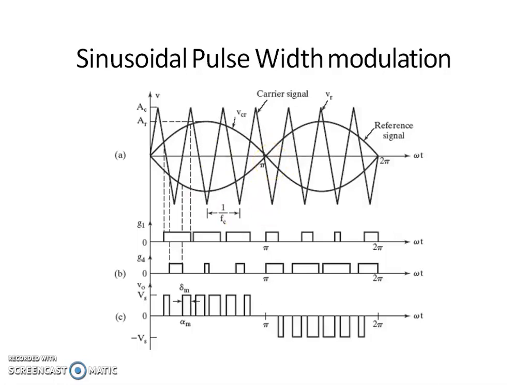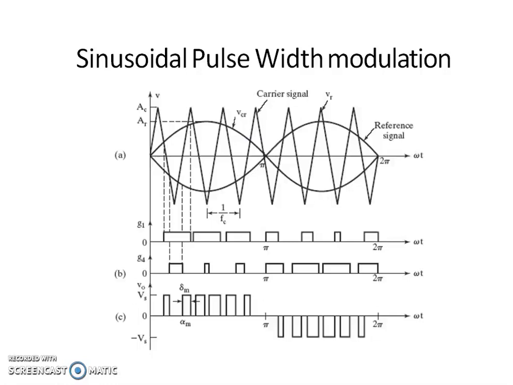The gating signals are generated by comparing a sinusoidal reference signal with a triangular carrier wave of frequency Fc. Fc is the frequency of the carrier signal. This sinusoidal pulse width modulation is commonly used in industrial applications.